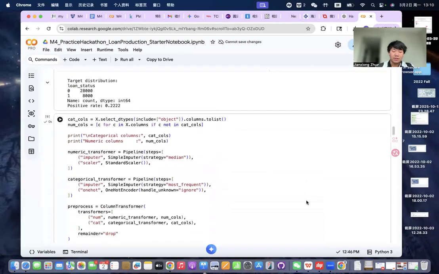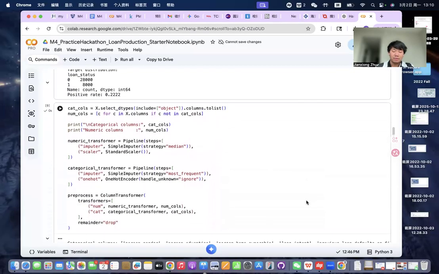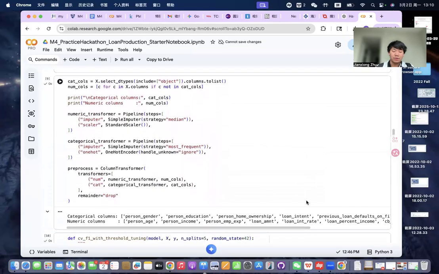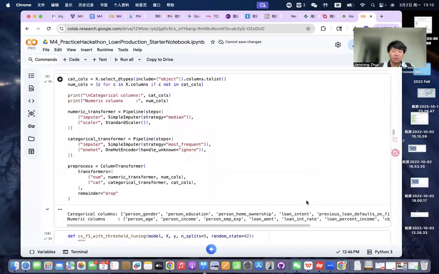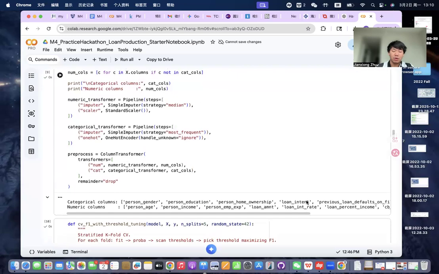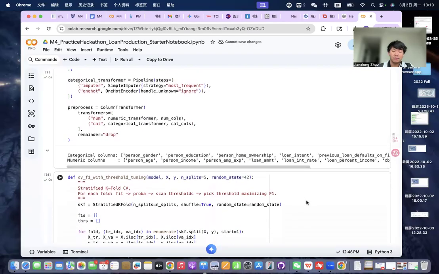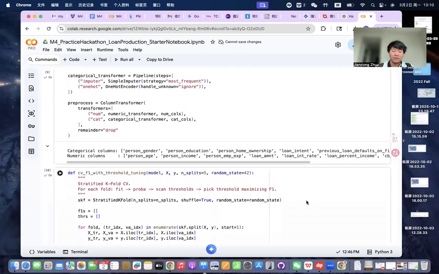Next is handling the class imbalance. I address class imbalance in two ways. First is class weighting. Logistic regression uses class_weight equals balanced. XGBoost uses scale_pos_weight. This penalizes misclassification of defaulters more heavily.